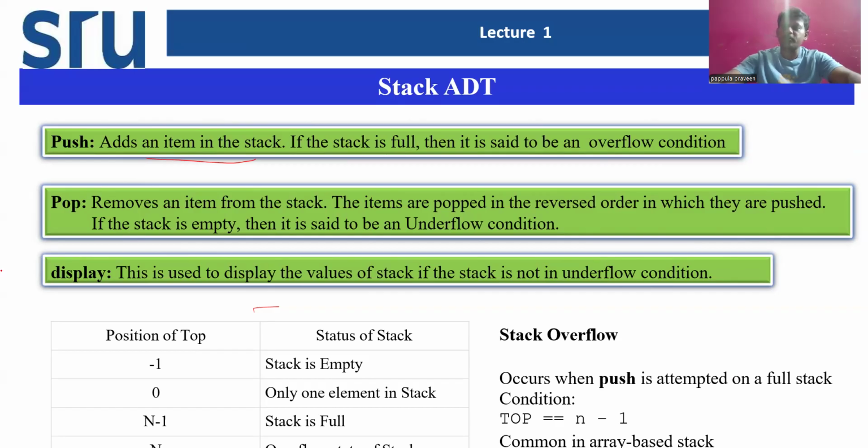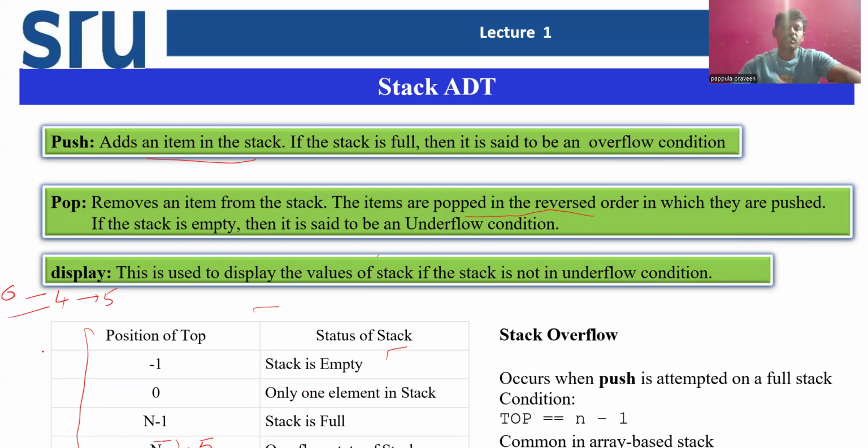And pop. What do you mean by pop? We remove an item from the stack. The items are popped in reverse order in which they are pushed. If the stack is empty, then it is said to be an underflow condition. Underflow condition means here we have the position values. You observe these position values. Suppose n value equal to 5. We always start from 0 to 4. 0 to 4 means the number is equal to 5.